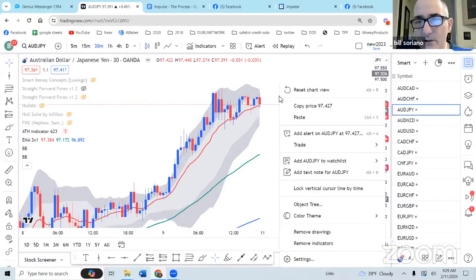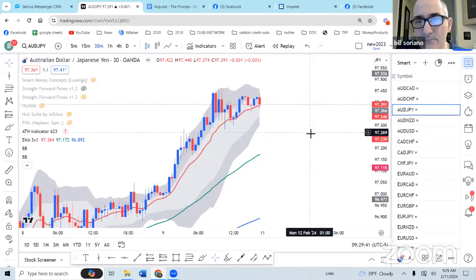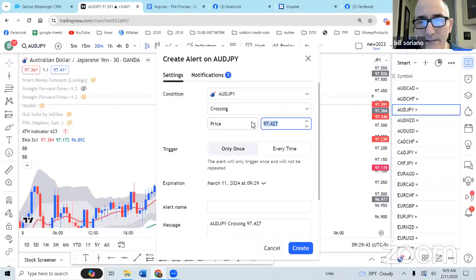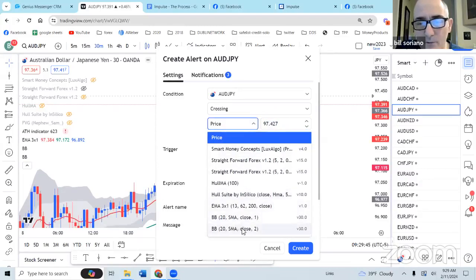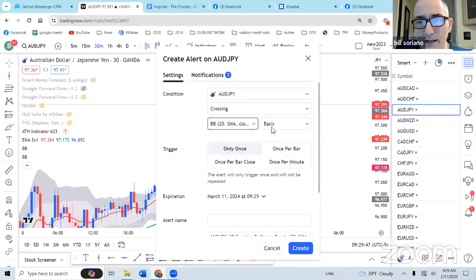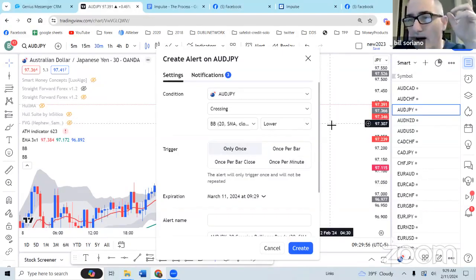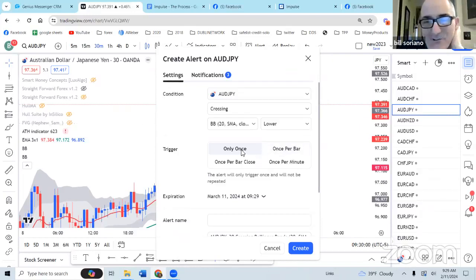So to set the alert, I just go to add alert. I go to price here. I go to that Bollinger Band 2, and I want the lower area to be breached. And I'm going to do this only once. Otherwise, you're going to have these alerts go off constantly, okay? You only want to do it once.